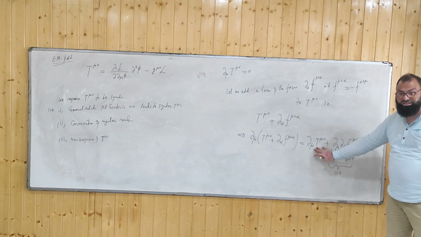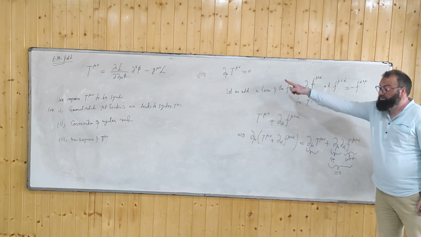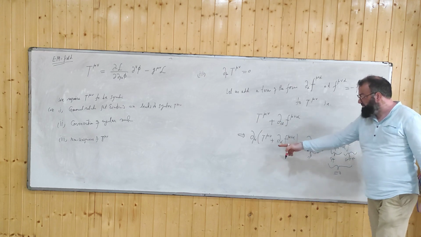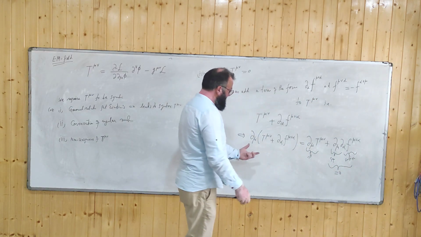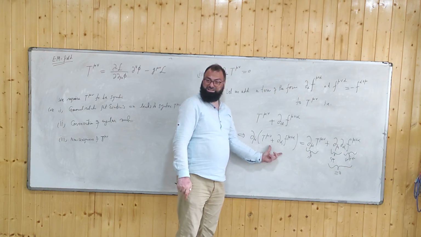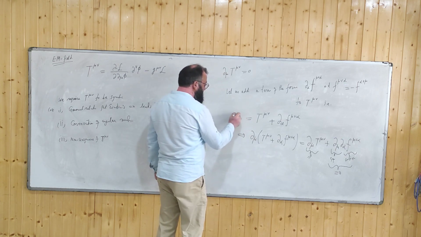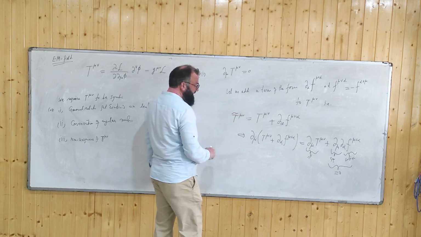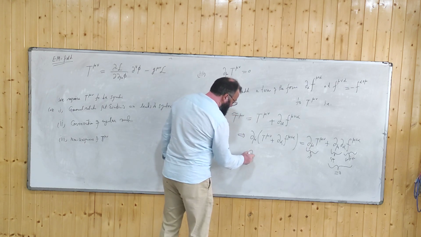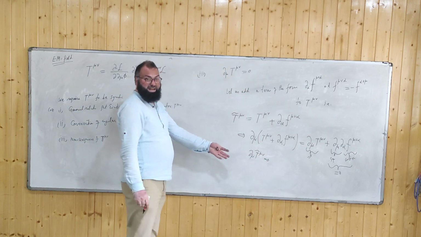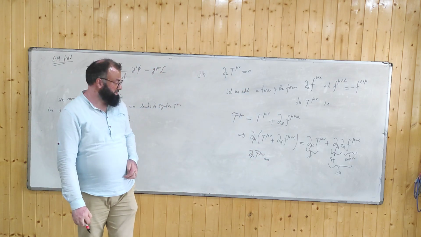So by definition this object is equal to 0. What does it mean for the derivative of this object? Let's call this T tilde mu nu, symmetric. Then partial mu T tilde mu nu is equal to 0, so it satisfies the same equation. Clear?